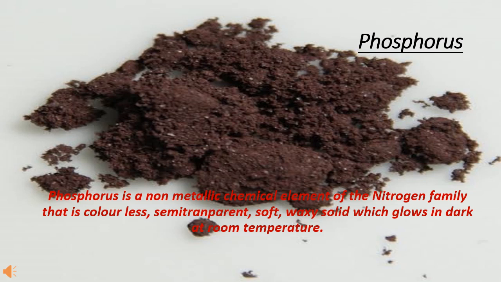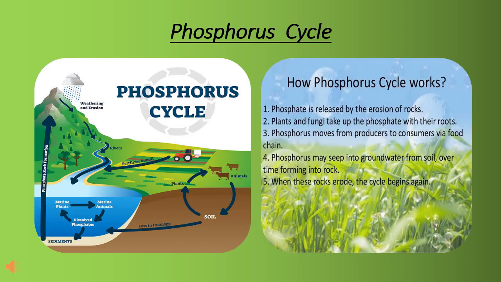Phosphorus. Phosphorus is a non-metallic chemical element of the nitrogen family that is a colorless, semi-transparent, soft, waxy solid which glows in the dark at room temperature. Phosphorus cycle.